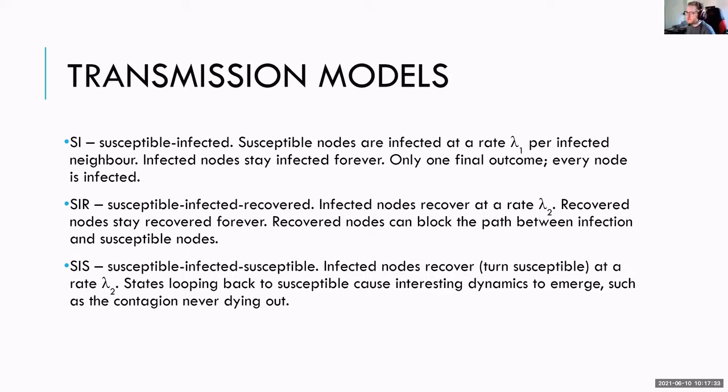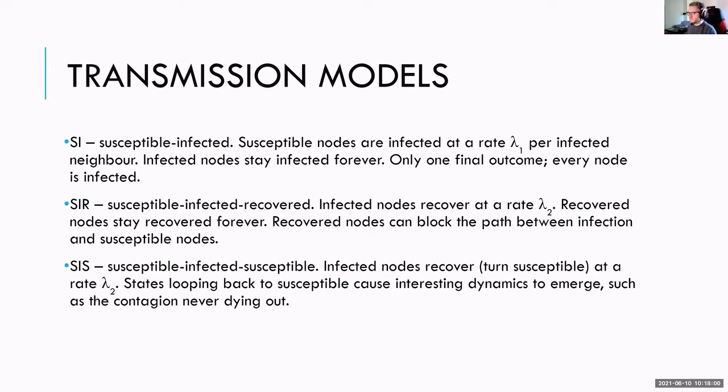So the transmission model dictates which states are available for each node. The simplest model is the SI model, susceptible infected. Susceptible nodes are infected at a rate lambda 1 per infected neighbor, and an infected node stays infected forever. There's only one final outcome for this model, that every single node is infected, and that's the only way that a simulation can end.